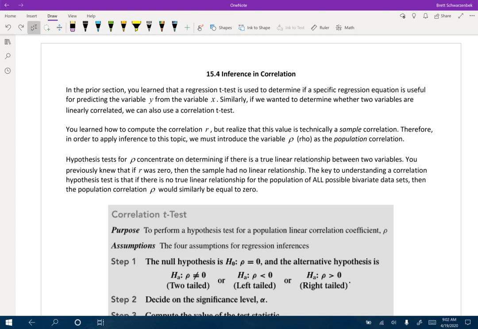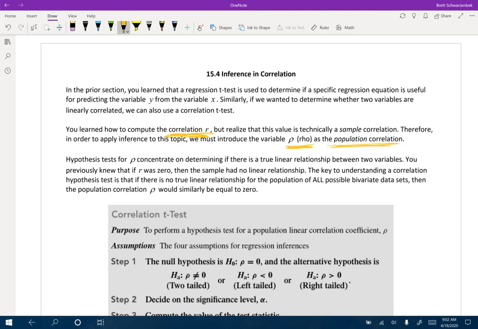So remember that just like prior, we introduced the population slope in the regression t-test, which was beta 1, because remember, hypothesis tests are all about taking samples to estimate populations. So we have to do the same thing here. We have our correlation variable r, but this is a sample statistic. We need a population correlation, which we've never seen before. This is introduced as rho, which is the population correlation.